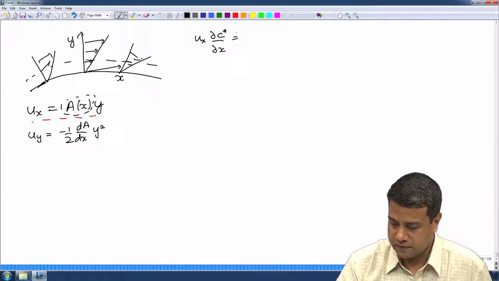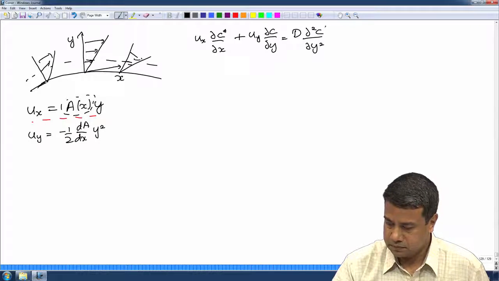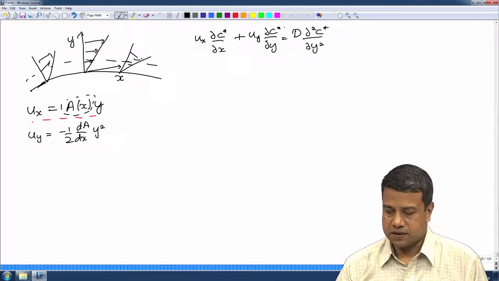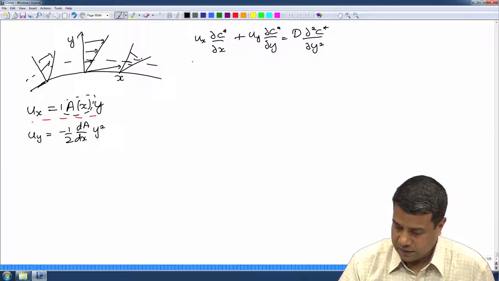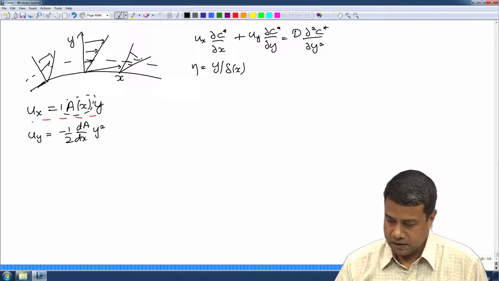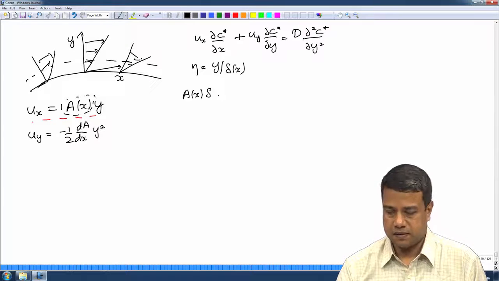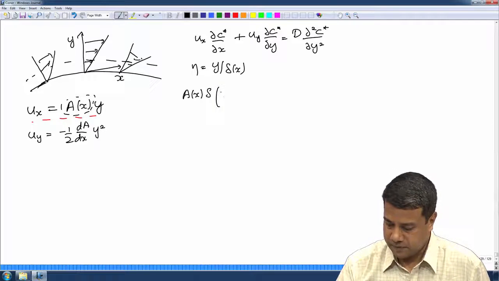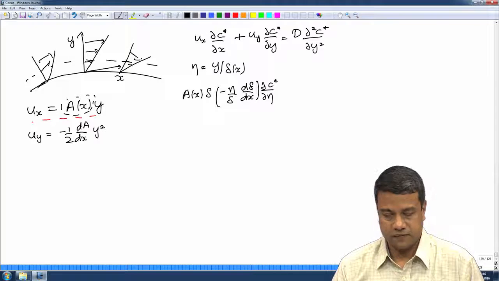I will just write it up to the dimensionless form. At the surface location, if I were to write eta is equal to y by delta of x, where delta is the boundary layer thickness, I will get A of x delta, partial c by partial x, we had evaluated, this will go as minus eta by delta d delta by dx partial c by partial eta. We had evaluated this using the chain rule if you recall. So, that is the first term in the equation.